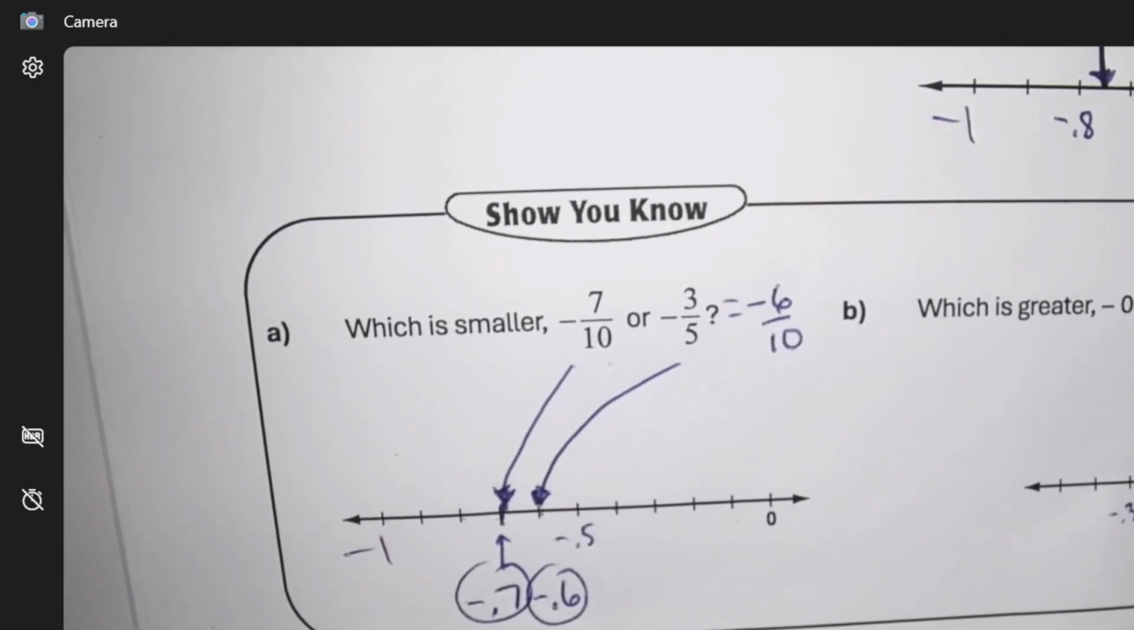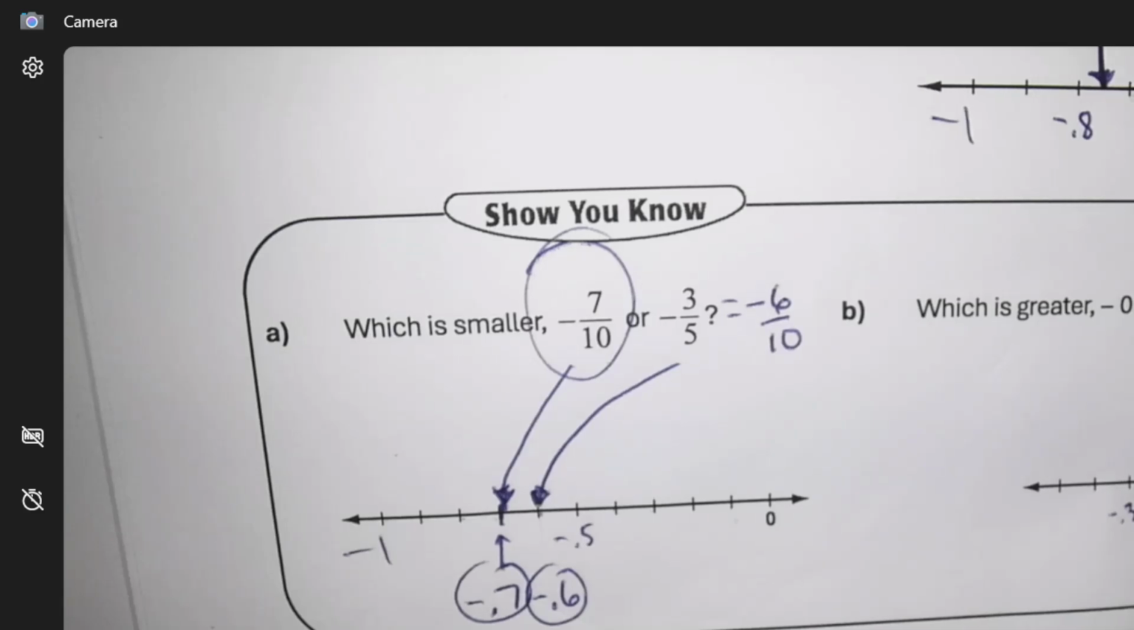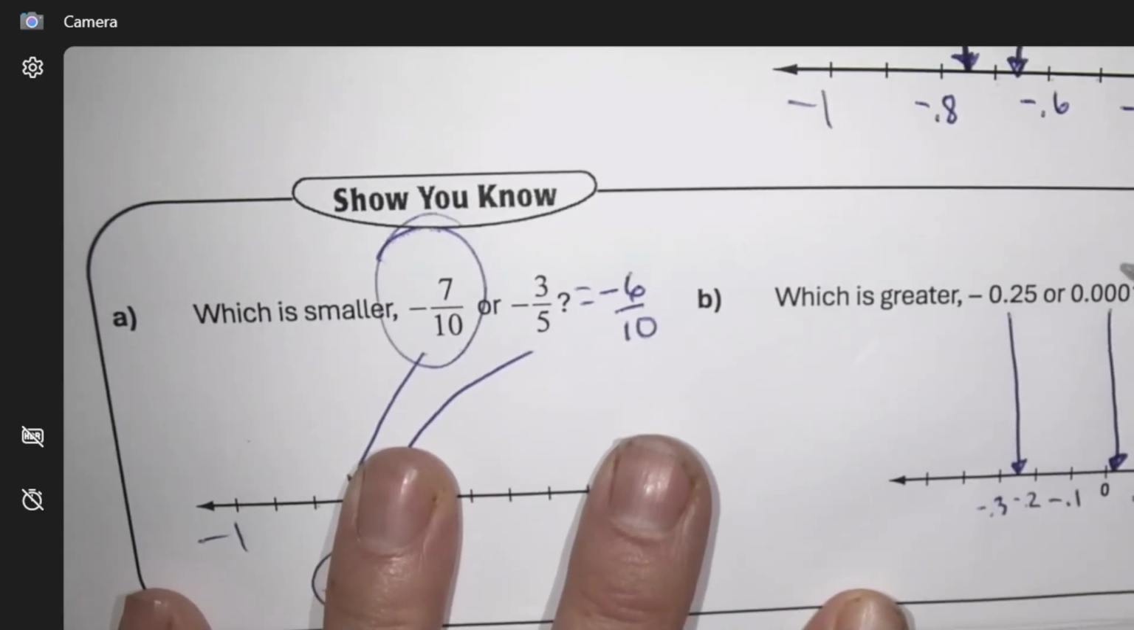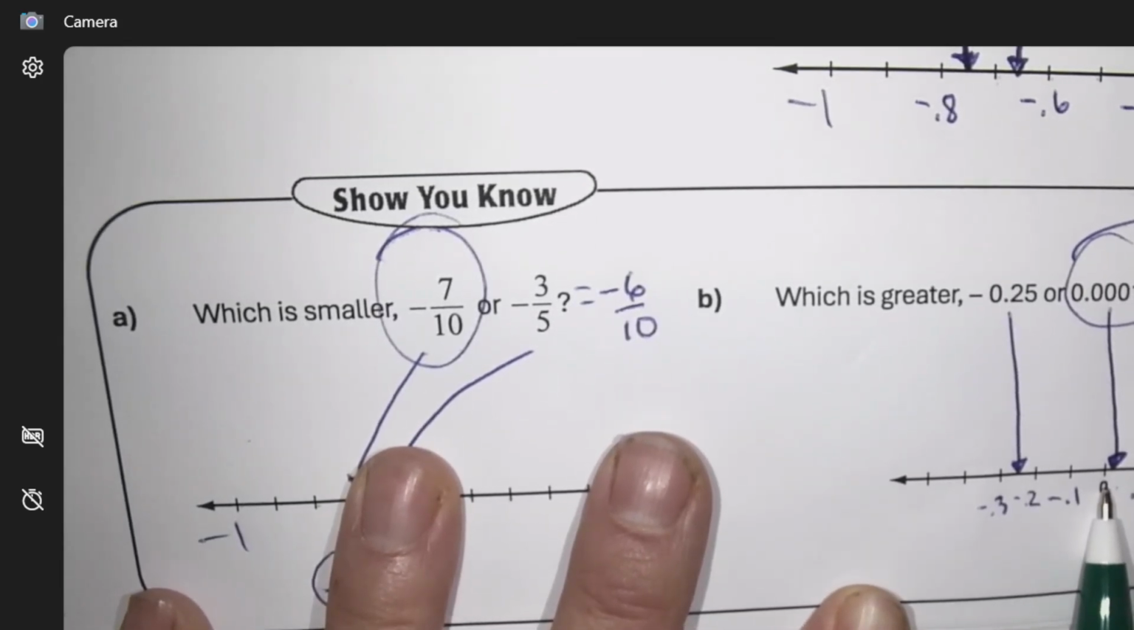So which one was smaller? Whatever's on the left-hand side is smaller. Okay, and which one is greater? Well, any kind of positive number would be greater than a negative value. So you can see this one, I would have placed just beside 0.